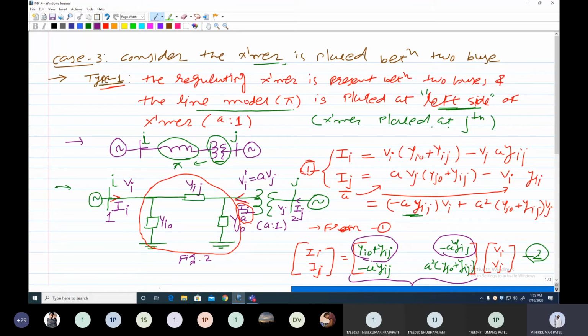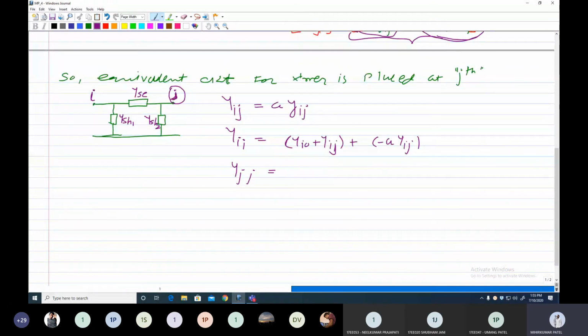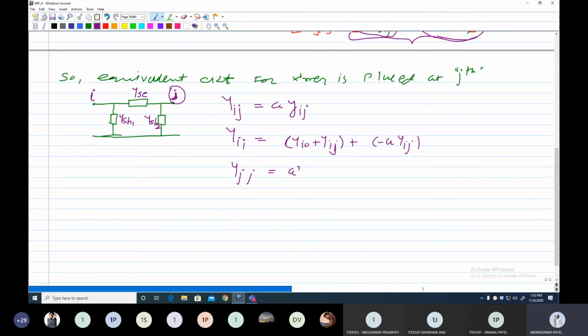For Y22, that means these elements plus this element. So what is the Yjj? We can write A square into Yj0 plus Yij. Then the second term is minus A into Yij. Clear? Yj0.